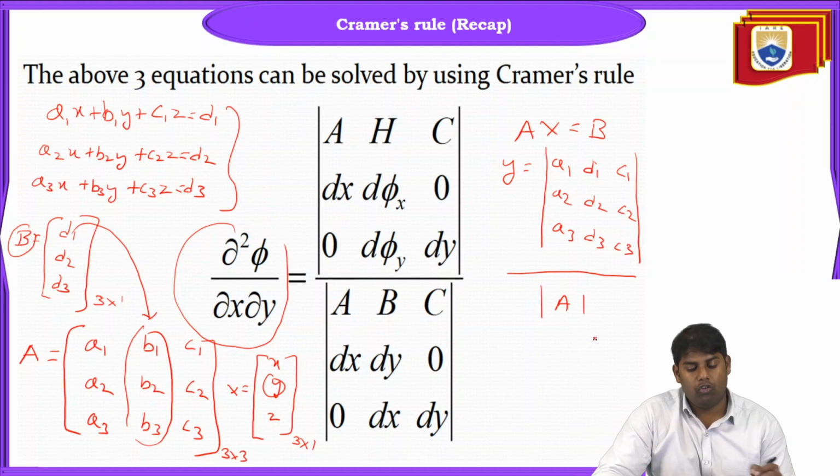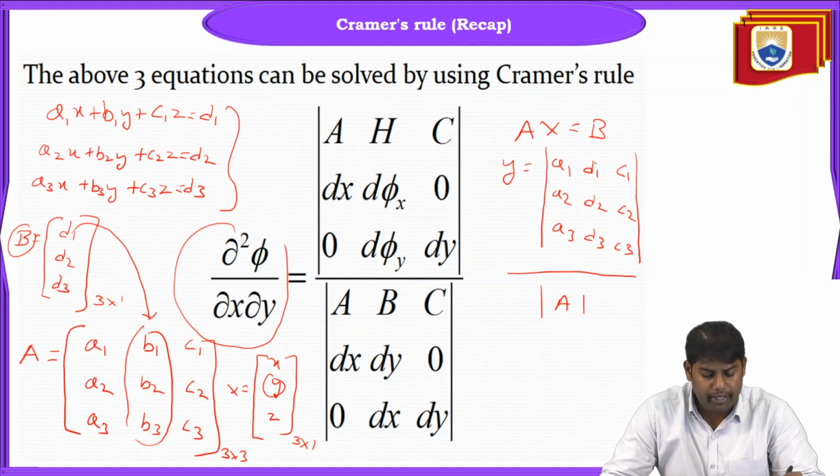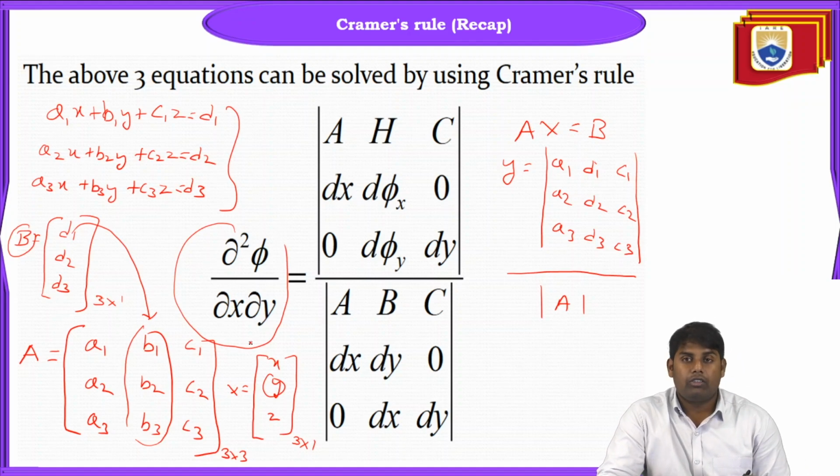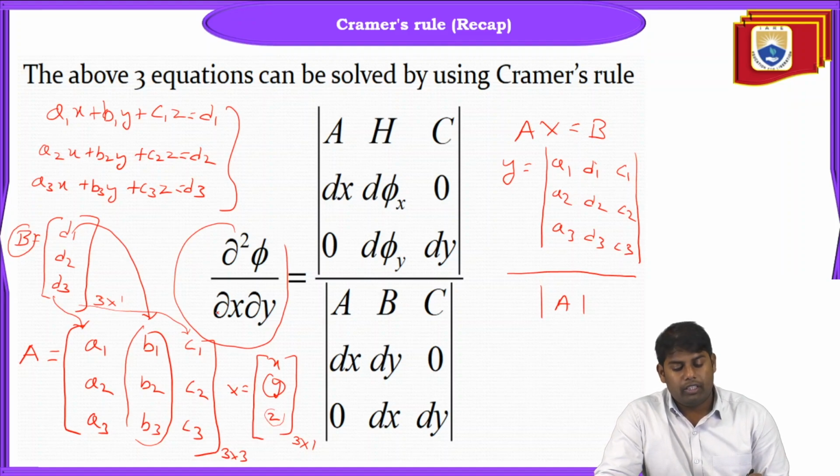Okay, so this is how we find the values using Cramer's rule. If you want to find the value of, let's say, x, which is the first value, then we take this B matrix and substitute it in the first column. And if you want to find the value of z, we take this B matrix and substitute it in the third column. So this is how we get the values of x, y, and z correspondingly with Cramer's rule.